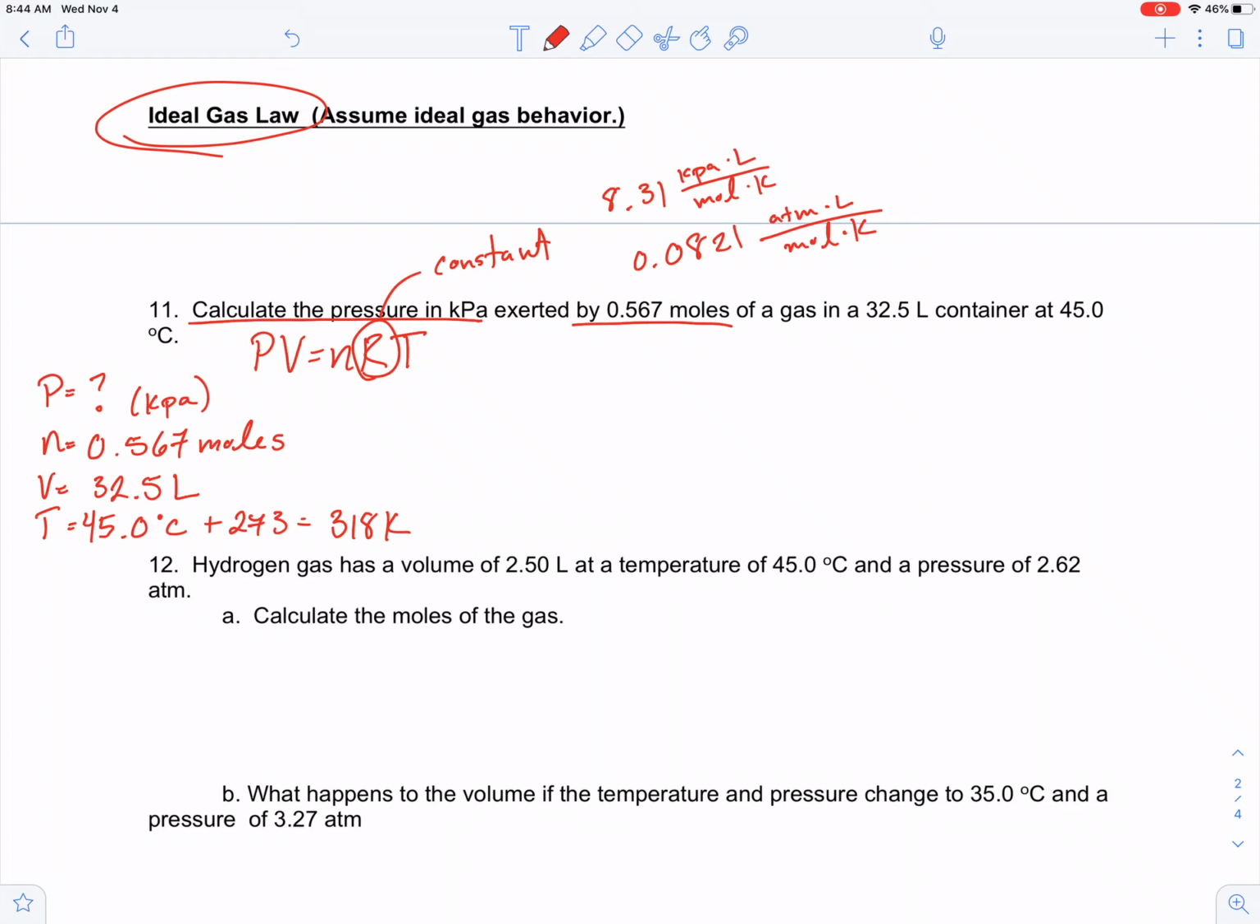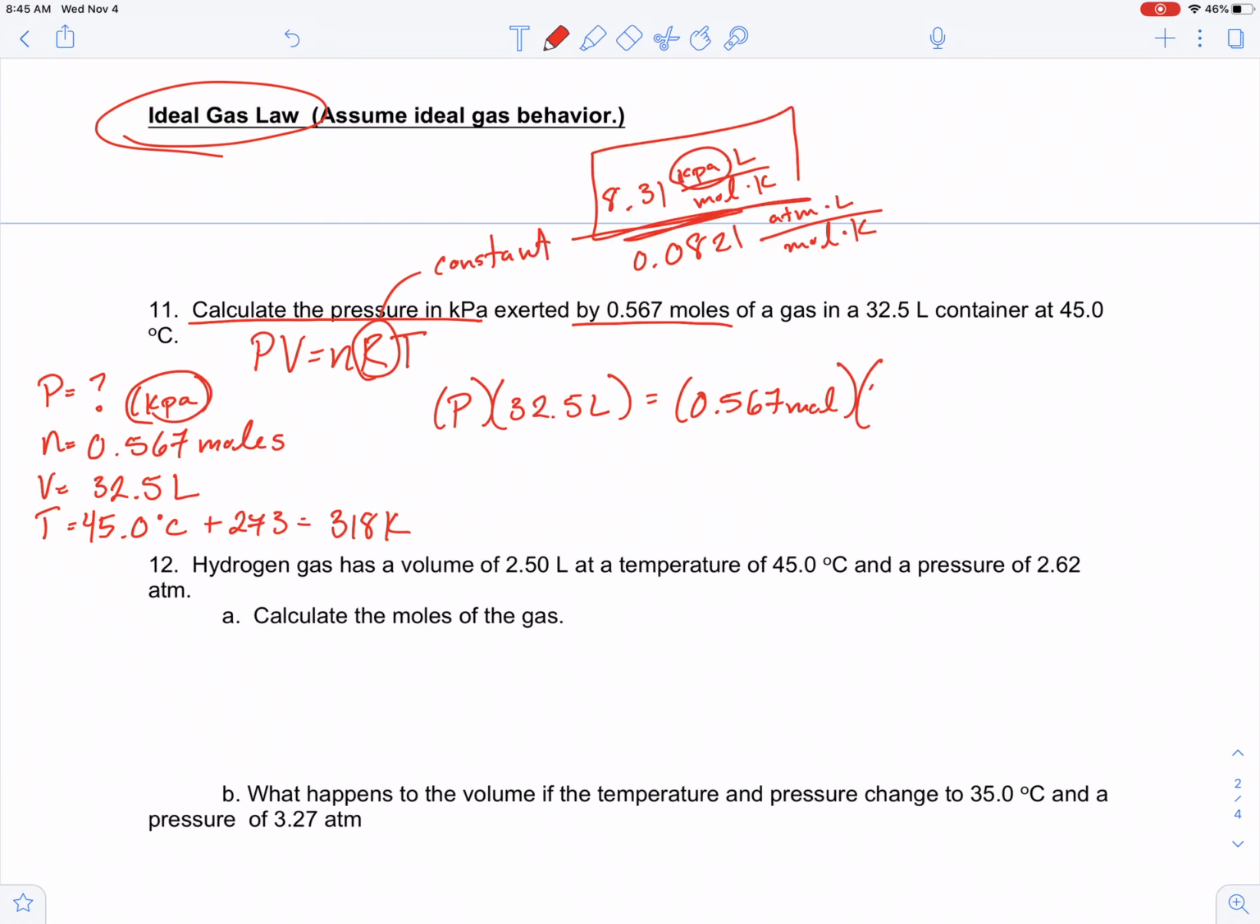So I'm going to plug everything in. My pressure is my unknown. My volume is 32.5 liters. That is equal to my moles times R. Now, this is where you choose which R to use, and since I know that I want my answer to be in kPa, I'm going to use this value right here. So 8.31, and remember this is just a very long unit, not an equation. And my temperature is 318 Kelvin.